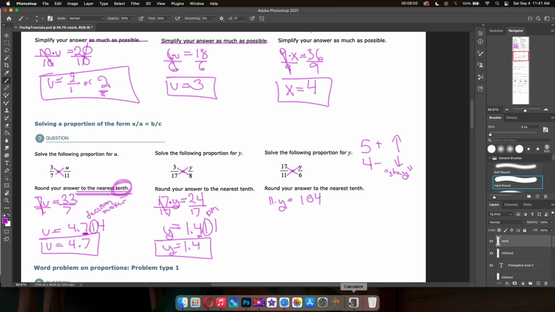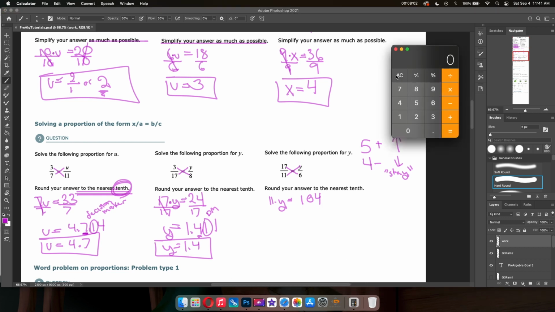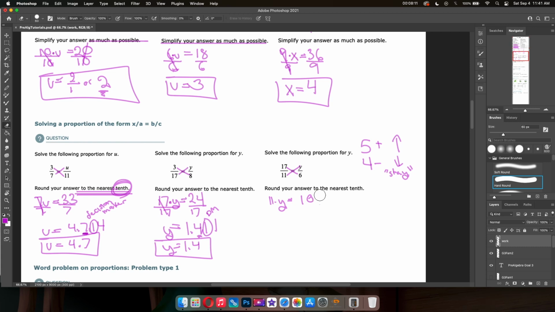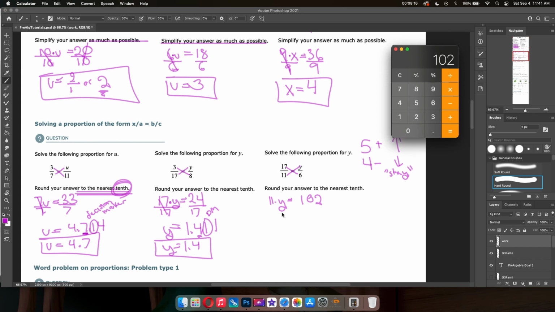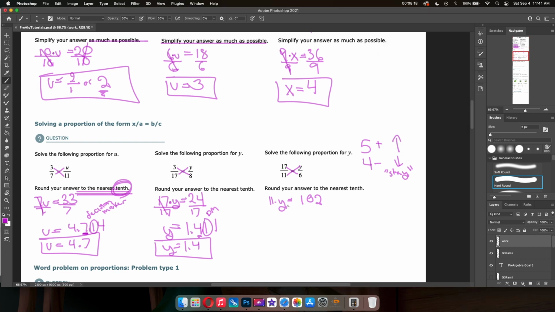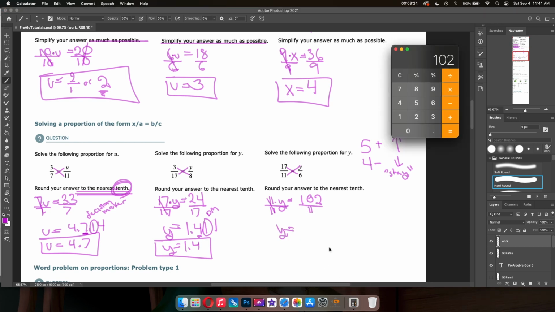Wish me luck. Let's pull out the calculator, and we're going to clear this, and we're going to do 17 times 6. 102. Ah, so close. Boo. All right. Erase that because it's 102. And now the next step is we want to divide. So we're going to undo the multiplication with division. And what is 102 divided by 11? I feel like my brain should know that. We'll find out. It's going to be 9 something, maybe 10.